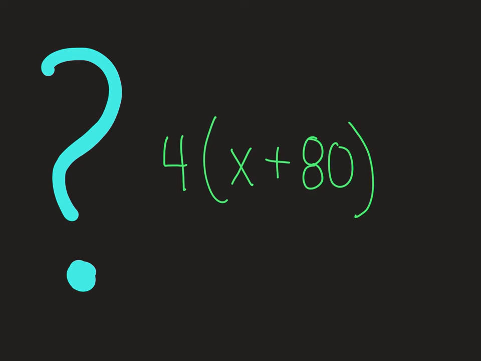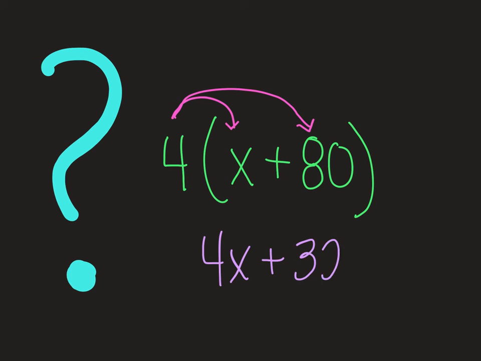All right, it's time to answer a question. What does it mean when I draw the arrows? Type in your answer. Well, it means that we're going to multiply. 4 times x, we just smush. 4 times 80 is 320. And I'm done.